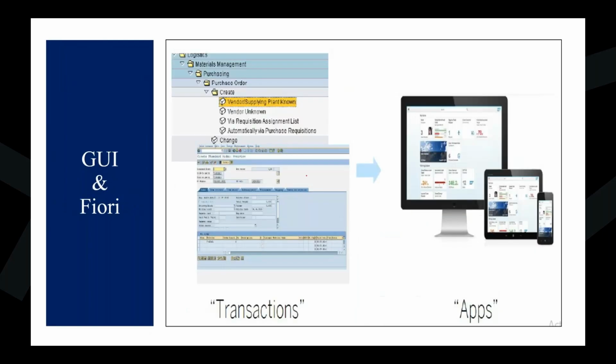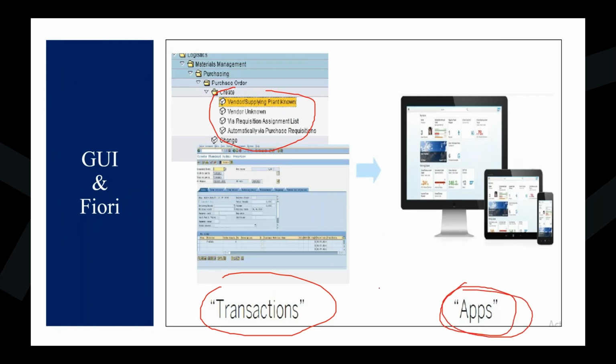So as we just discussed, in the earlier classic traditional GUI, we used transaction codes. We use transactions. In Fiori, we will be using apps. These are also called tiles.